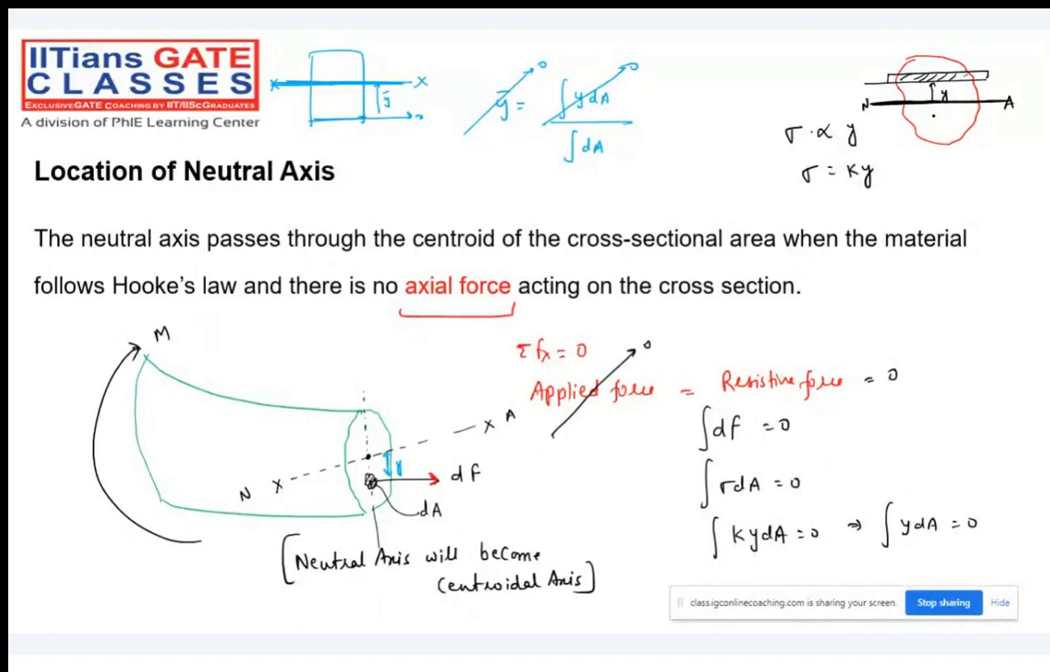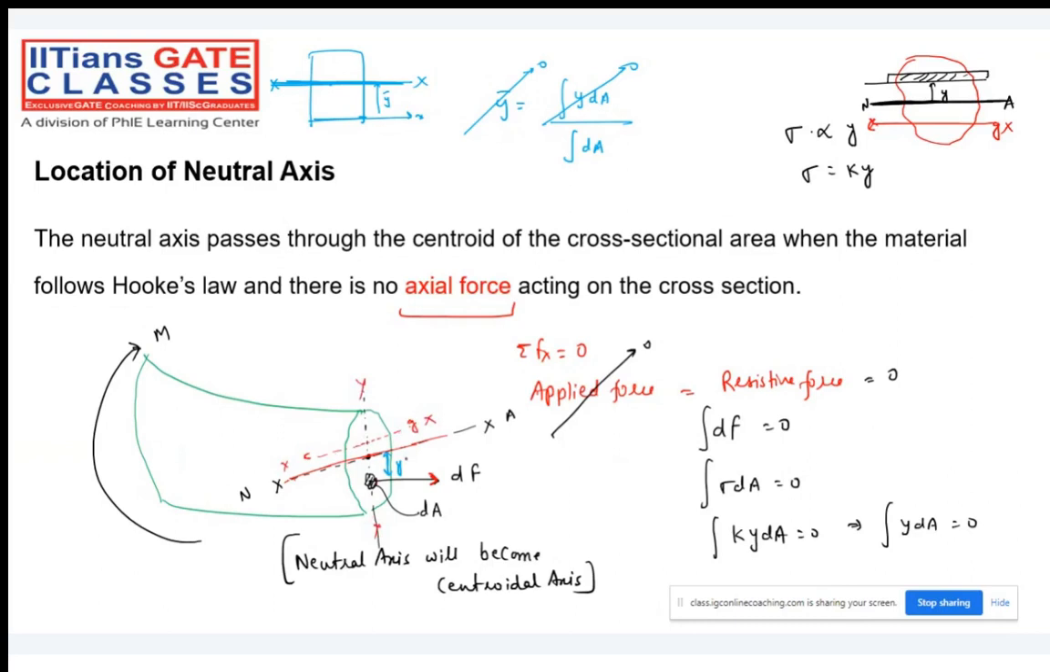Let me consider that this is my centroidal axis, the CG axis. Right now, we don't know whether the neutral axis is coinciding or not. But for the sake of understanding, when there is no axial force, suppose I have taken the neutral axis somewhere here, and my centroidal axis is somewhere here. This is the centroidal CG x axis, and this is the y axis. So I don't know as of now whether this CG axis and the neutral axis will coincide.